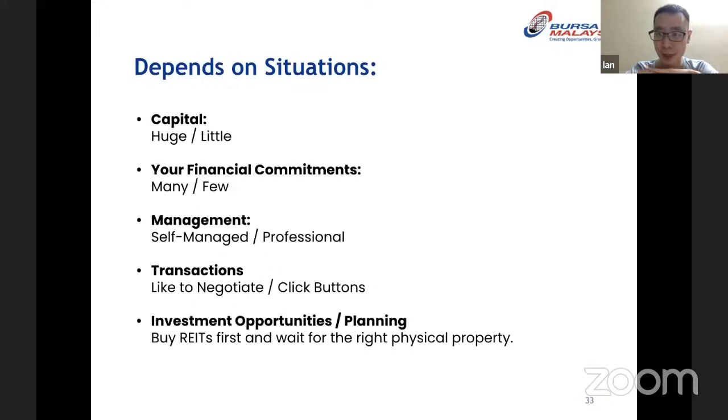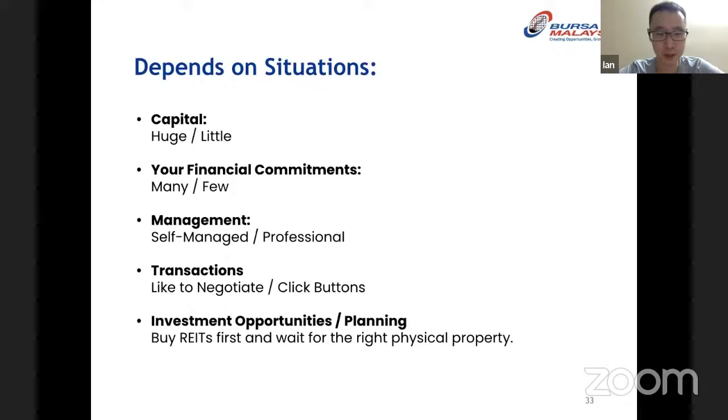Now, when it comes to transactions, it depends on your preference. Let's say, if you are the type who likes to negotiate, you like to tawar-menawar, offer a price and then counter offer, then of course physical properties will be your thing. However, if you are the type who says, actually I'm quite malas, I don't really want to negotiate here and there, I just want to make the investment with just a few clicks of the button, then of course REITs will be much better lah, because you can actually buy a REIT with just a few clicks of a button.